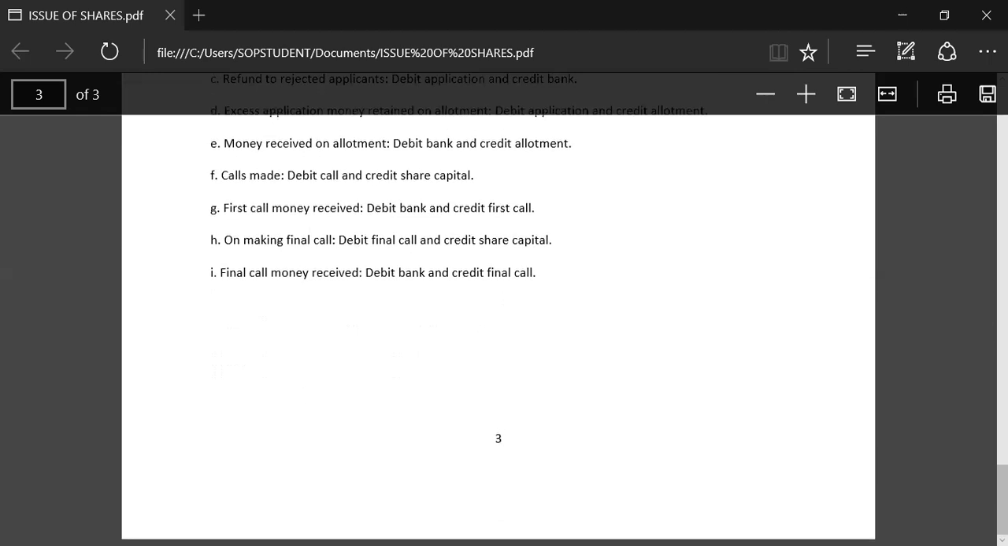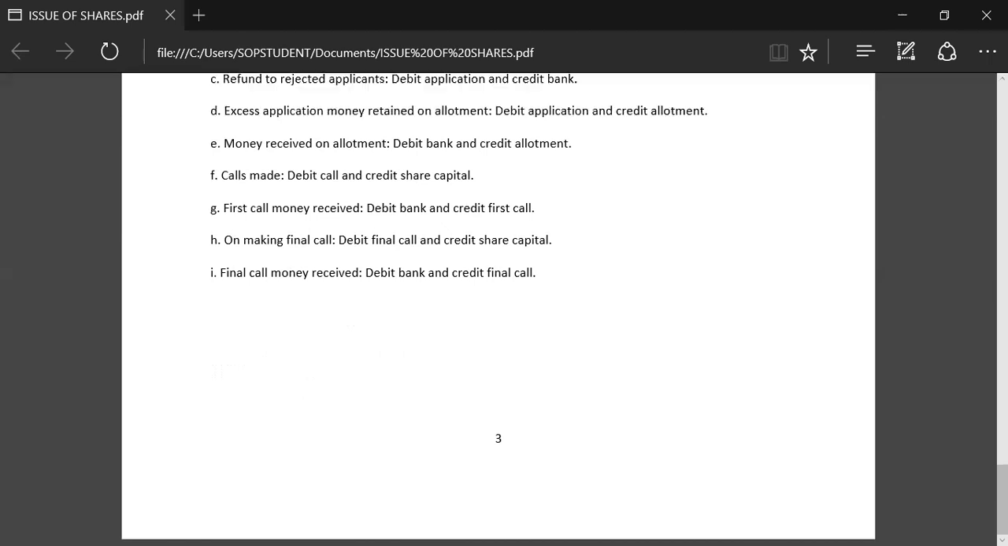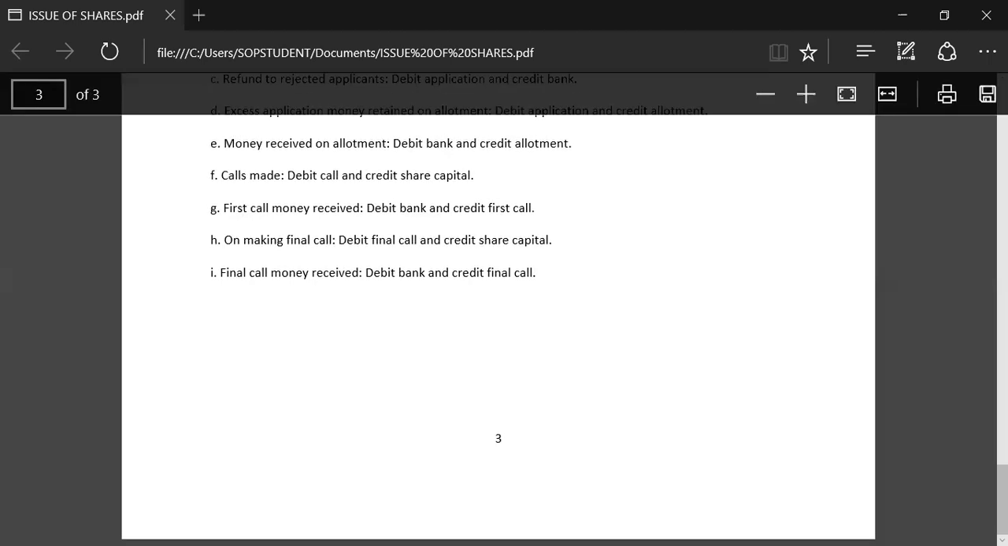When the first call money is received, debit bank, credit first call. And it continues that way until the final call is made, where you also debit final call and credit share capital. And when the final call money is received, you debit bank and you credit final call.